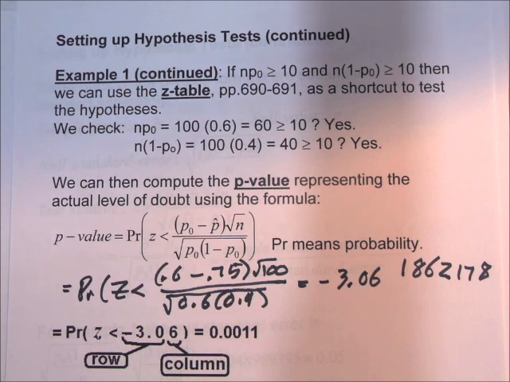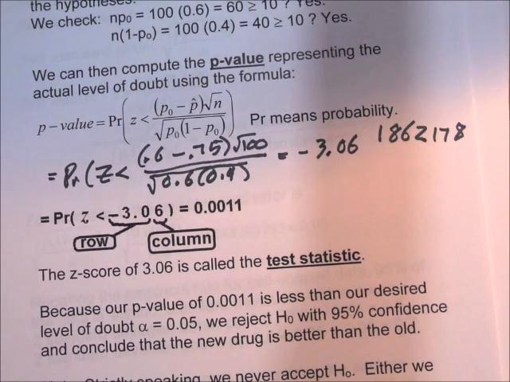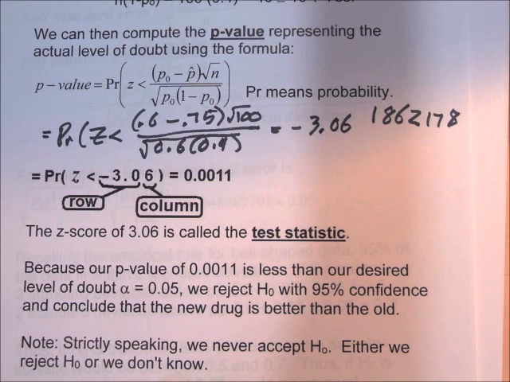Okay, so anyway, our p-value 0.0011 is less than our desired level of doubt, which was 0.05. So we reject H0 with 95% confidence and conclude that the new drug is better than the old. Strictly speaking, we never accept H naught. Either we reject H naught or we don't know. Especially if you have a small sample, it might be that a larger sample would give you bigger evidence against H naught.